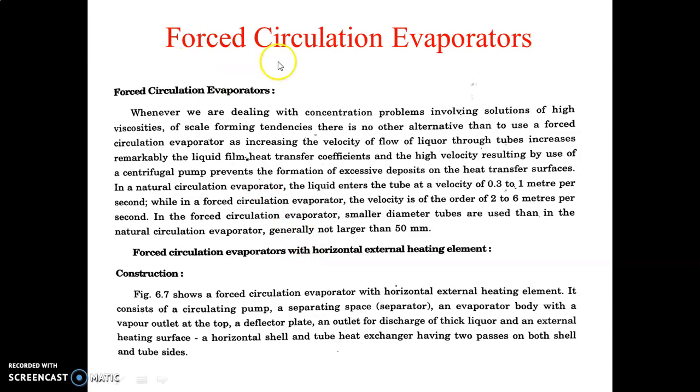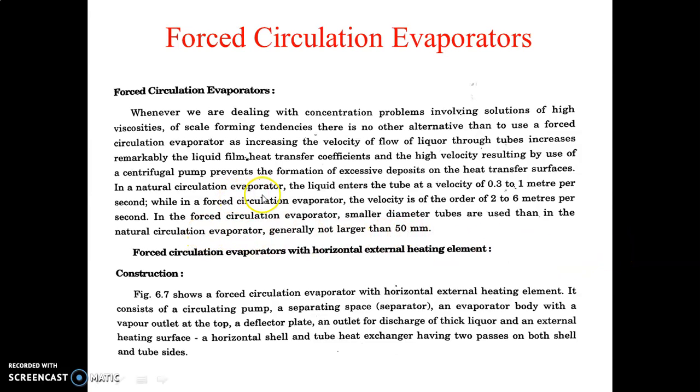The next evaporator is the forced circulation evaporator. I had discussed natural and forced circulation. Generally in natural circulation evaporators, the circulation is natural, and in forced circulation we have to use a pump for the circulation. Another difference between these two is that in natural circulation evaporators, the velocity of the liquid is low, that is 0.3 to 1 meter per second, and in forced circulation, the velocity is higher, that is 2 to 6 meters per second.